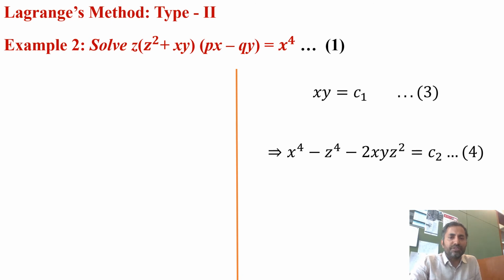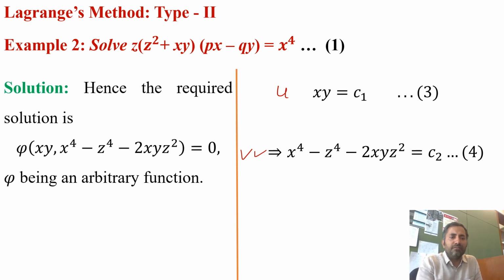So we have two solutions: xy is equal to c1, and this is the second solution that we have obtained. This is u, this is v, that we can treat. So the final solution we have is phi of xy, that is u, and this is your v, x to the power 4 minus z to the power 4 minus 2xy z square is equal to 0, phi being an arbitrary function.